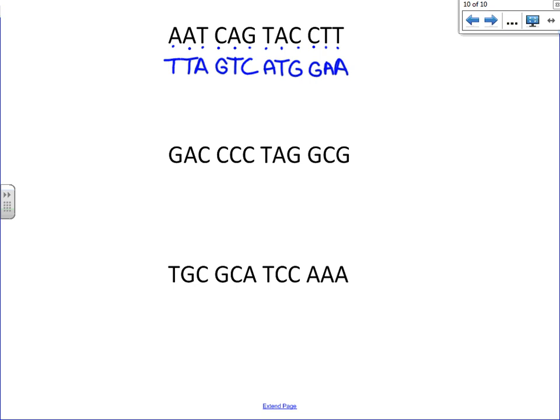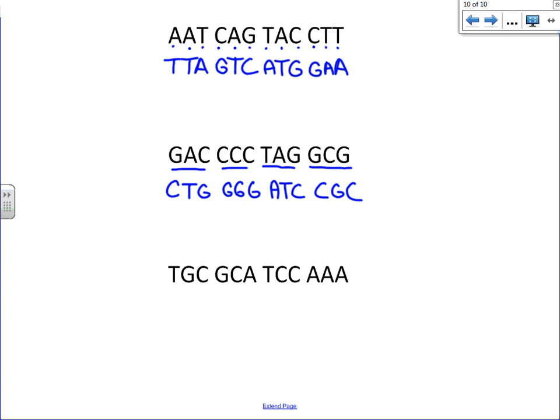All right, now try this next one all on your own. I'm going to give you about 30 seconds to work on this. This sequence right here, you want to make a complementary strand for all three of these right here. All right, so we have cytosine, thymine, guanine, guanine, guanine, guanine. Adenine, thymine, cytosine, cytosine, guanine, cytosine. All right, did you get it? Great.